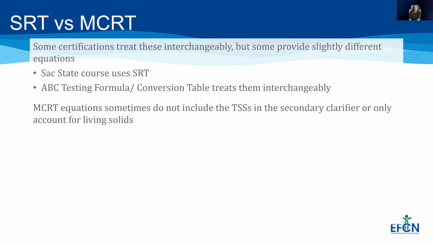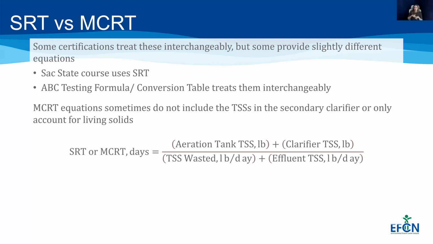MCRT equations sometimes do not include the TSS in the secondary clarifier or only account for your living solids. But the typical equation may look something like this. Your SRT or your MCRT would be equal to the pounds of total suspended solids in your aeration tank plus the pounds of total suspended solids in your clarifier, and you would divide that by how much you're wasting and how much solids are actually leaving the aeration tank as well.